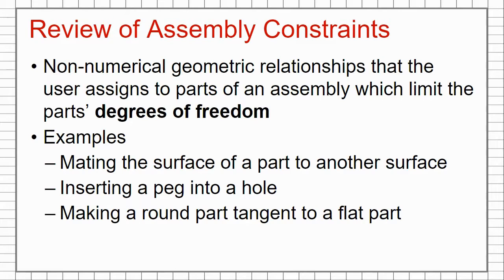If you lock one of those down in a way that it can slide, it may be able to rotate still. So there's different ways to think about the motion of parts in 3D space. But in general, an assembly constraint is going to limit one or more of those degrees of freedom. So for example, mating the surface of a part to another surface, that's going to lock down 1 degree of freedom. Inserting a peg into a hole is going to lock down at least 1 degree of freedom. Making a round part tangent to a flat part, that's going to lock down 1 degree of freedom and limit the direction that those parts can move in.